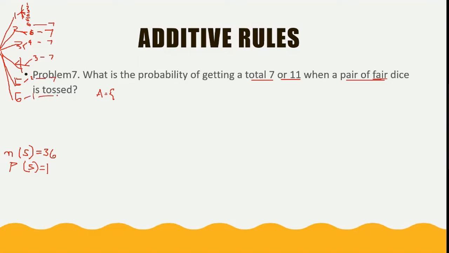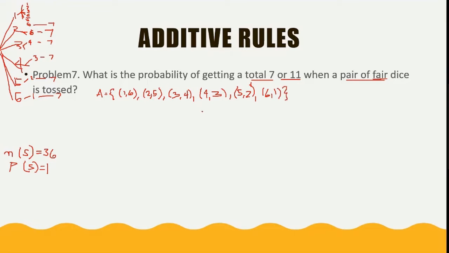So the possible pairs that we can get are 1, 6, 2, 5, 3, 4. We also have 4, 3, and 5, 2, and also 6, 1.